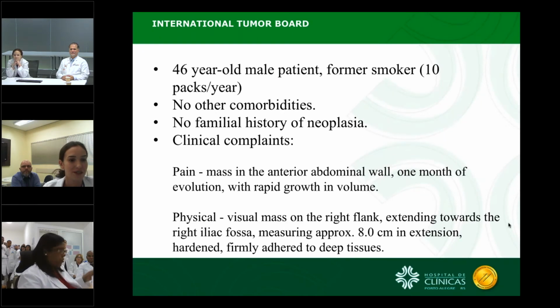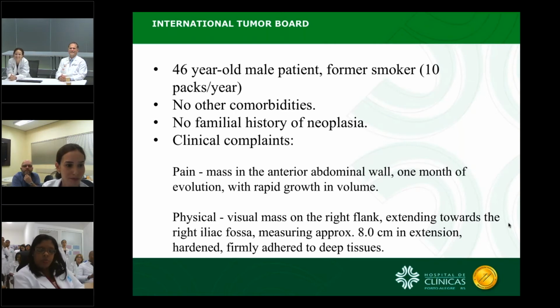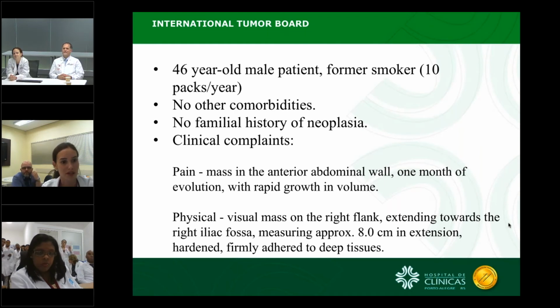Okay. Sorry. So my name is Maria Alice. I'm a resident from the oncology department of our hospital, and I'm going to present a case of sarcoma. This is a 46-year-old male patient. He was a former smoker and had no other comorbidities and no familial history of cancer. He came to our office reporting abdominal pain that started about a month ago. At the physical examination, he had a big mass at the abdominal wall located at the right flank that measured approximately 8 centimeters and was very hard and firmly adhered to deep tissues.